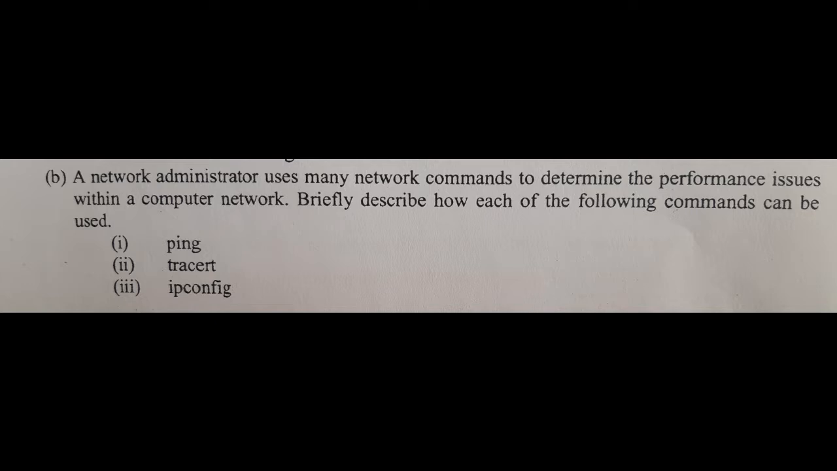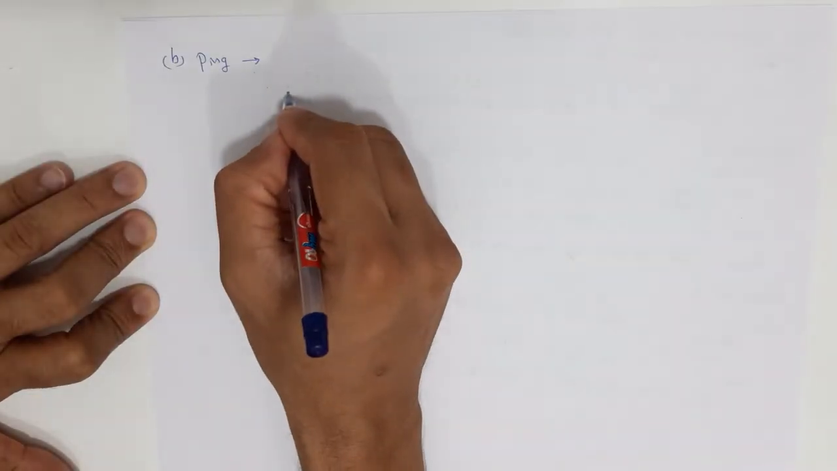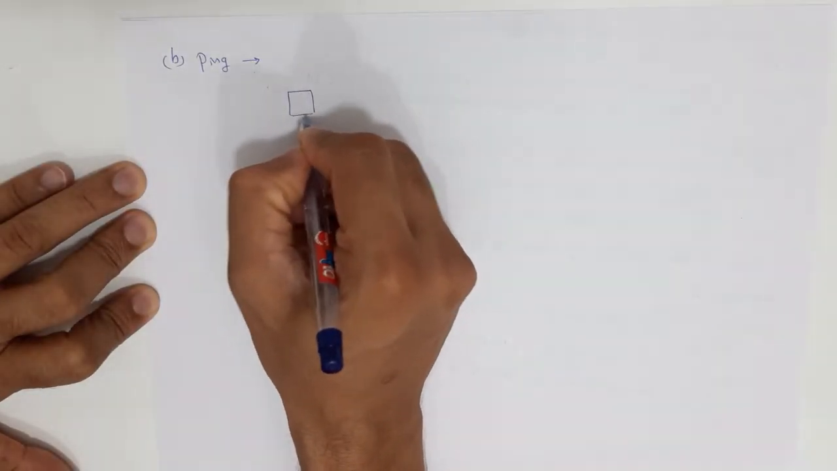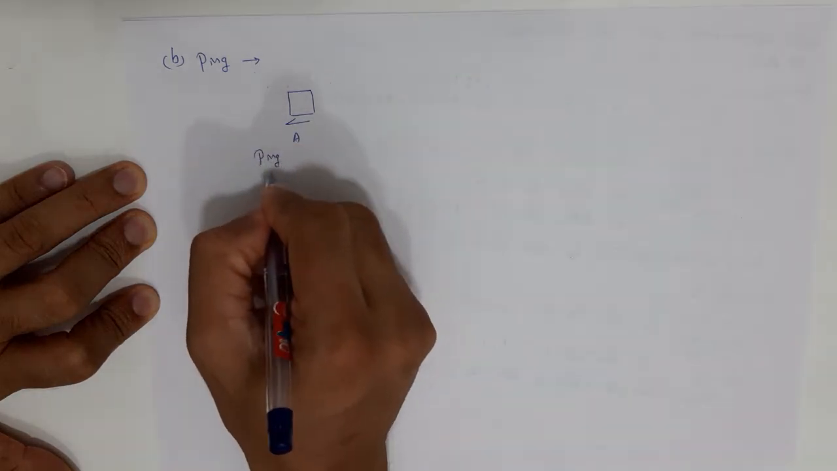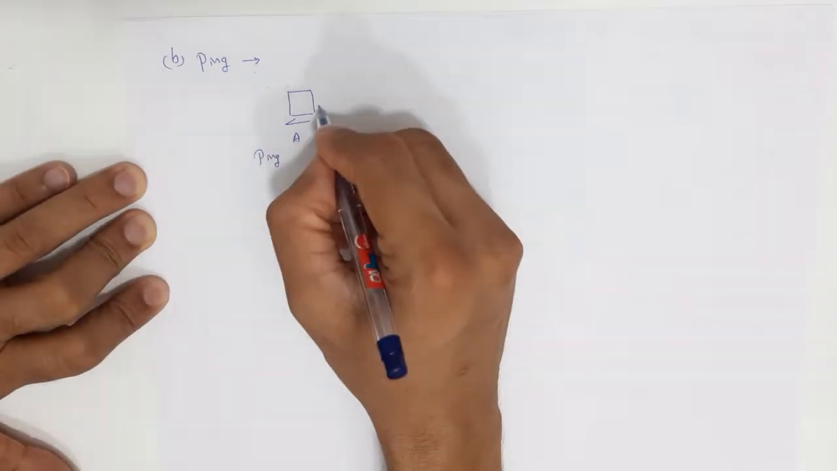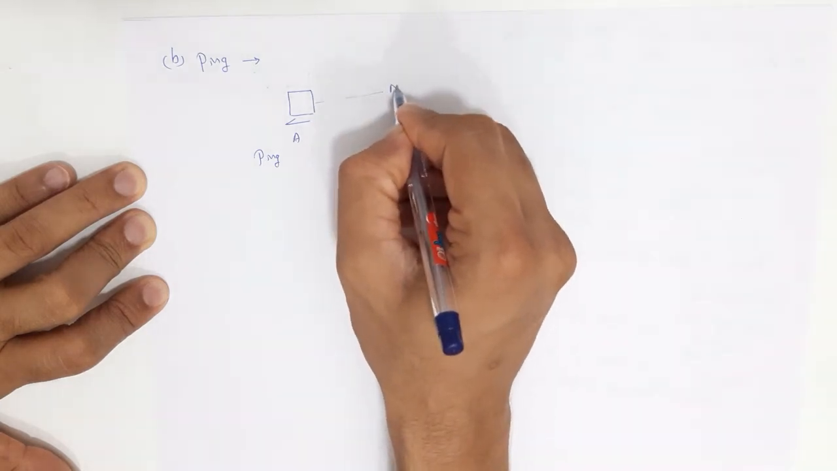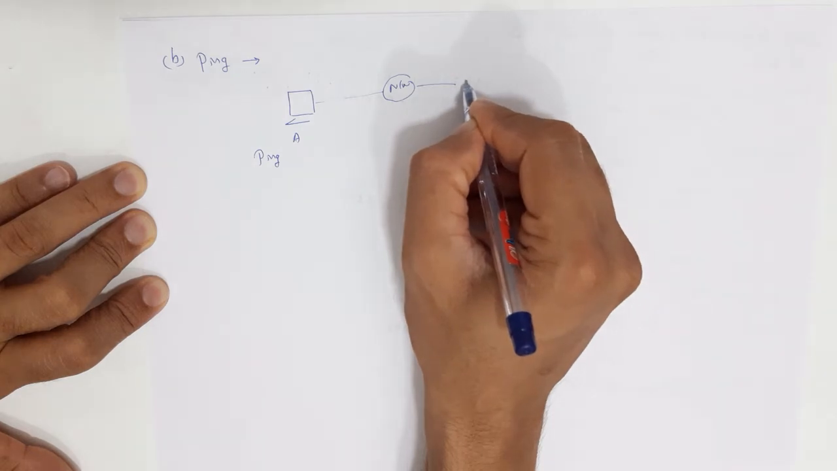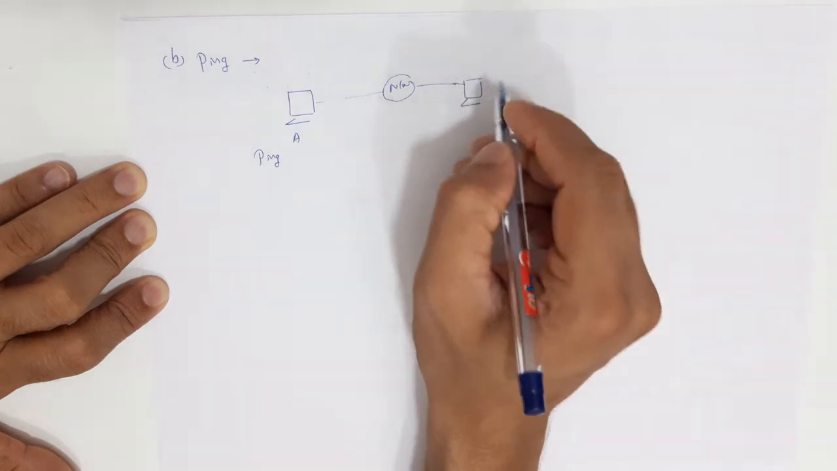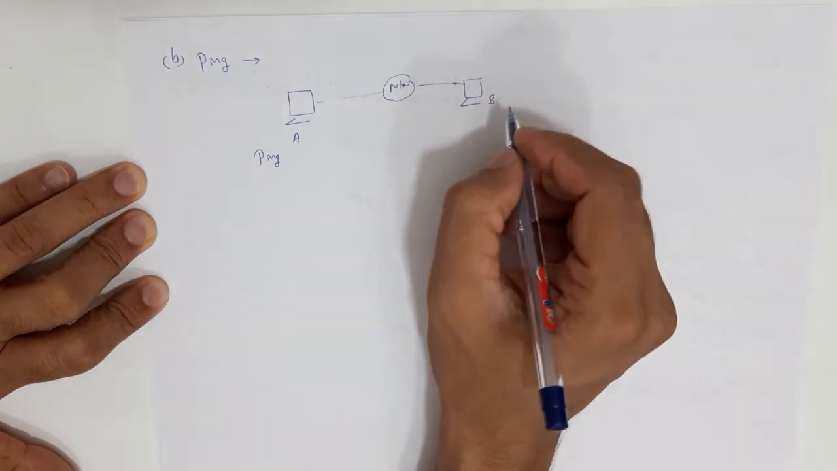So first one is the ping command. It's a simple command for all of us. The ping command is issued on a computer, say this is computer A, where we write the ping command. But just ping is not valid. This has to be added with the destination IP address, so that through the network, either the internet or a LAN or WAN, we are connecting to a computer B.